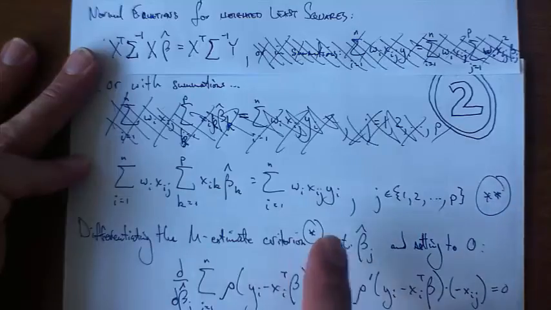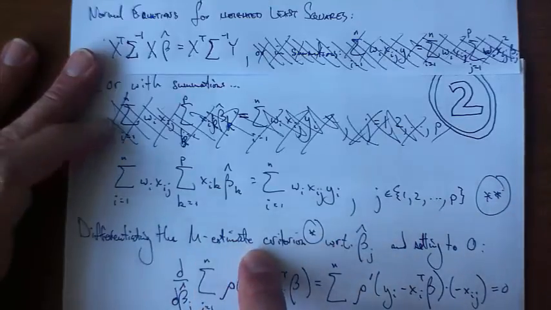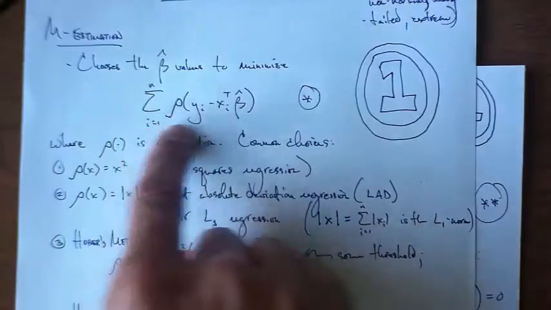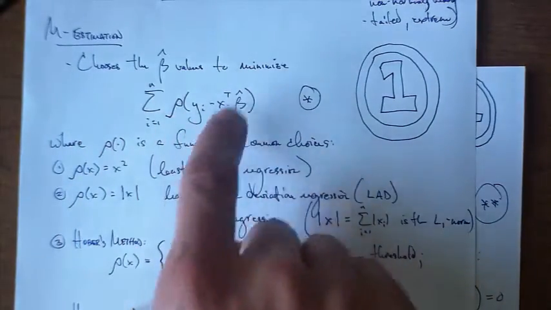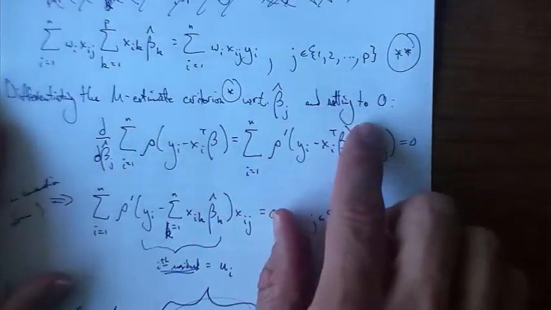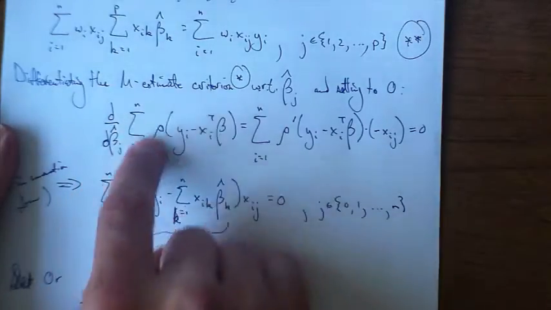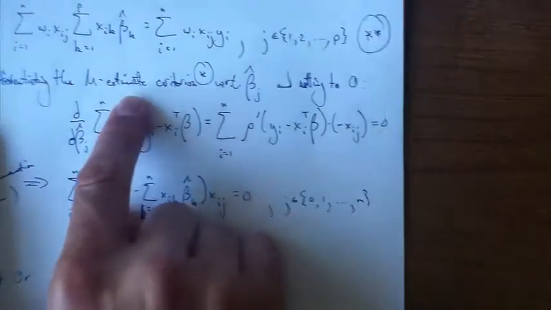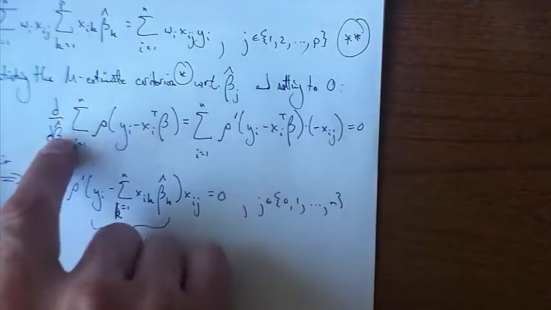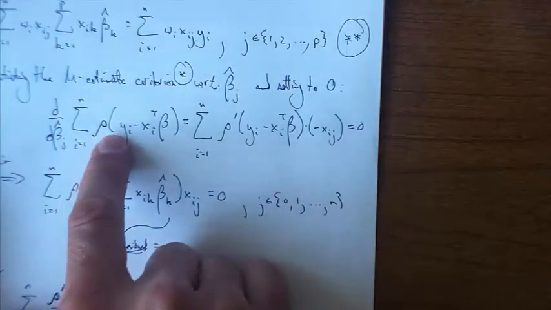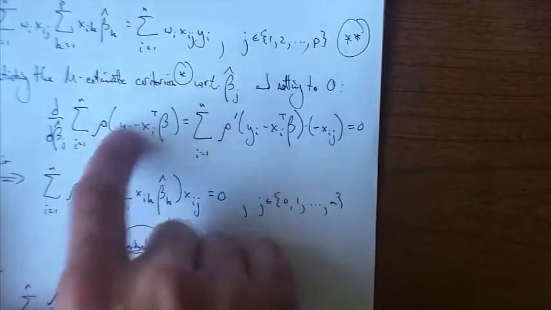Now, if you differentiate this M estimate criterion, which is up here, this sum of rho of the residuals that I'm adding up, with respect to each beta j and set to 0, then this is what you get. I'm taking the derivative of the quantity you want to minimize. Remember, the rule is I can differentiate the sum by taking the sum of the derivatives. So how do you take the derivative of this function of all this stuff with respect to beta?